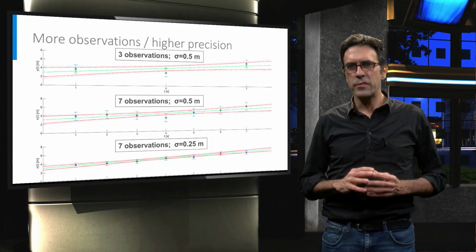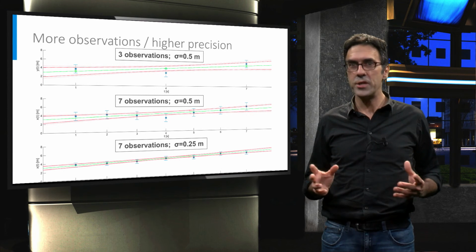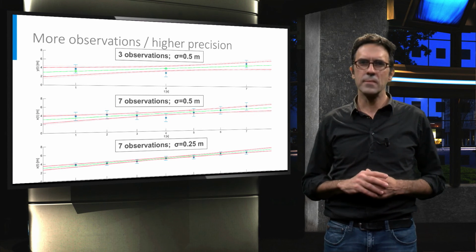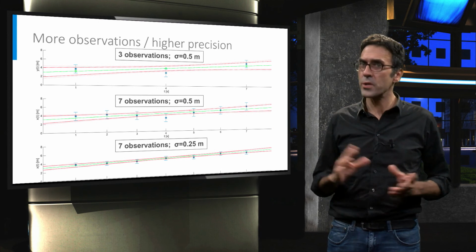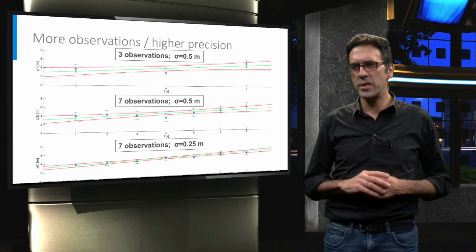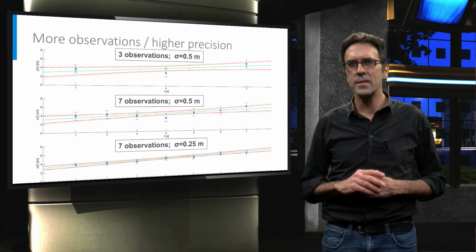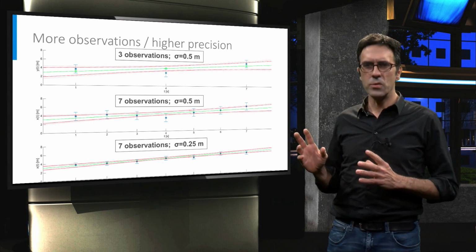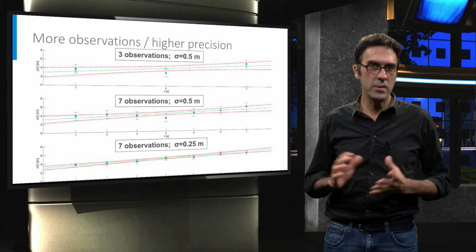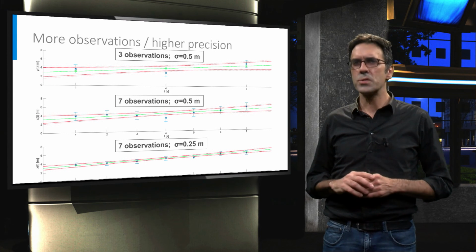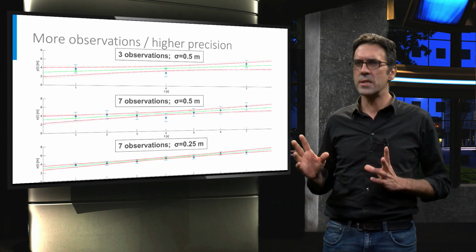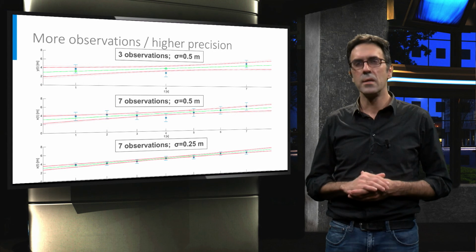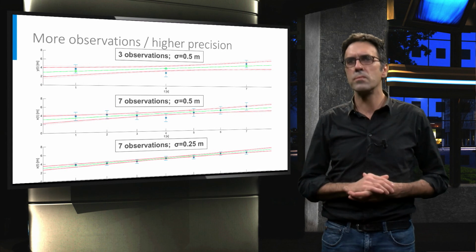Let's look at the effect of having more observations, or observations with a higher precision. The top figure here shows the results we have just obtained for 3 observations with a standard deviation of 0.5 meters. The middle figure uses more observations, 7 in total. It shows that the red 2 sigma confidence intervals are a bit smaller than for the case with the 3 observations. Therefore, it makes sense to include more observations.